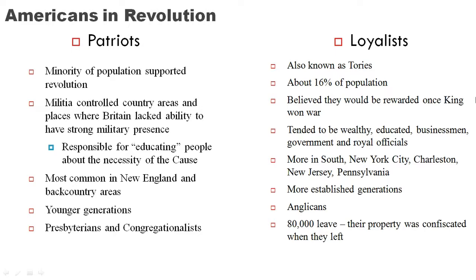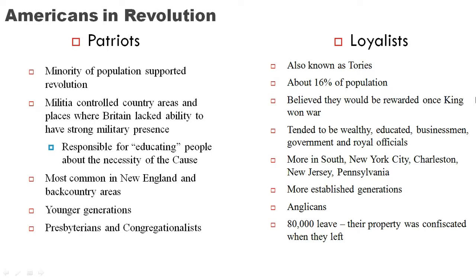Loyalists, on the other hand, believed that their loyalty would lead to their being rewarded by King George III after he, of course, won the war. I mean, who's going to root against the British in this? They were often located in the South, in the cities. They were of established generations and families. They were likely to be Anglicans, except for Virginia.